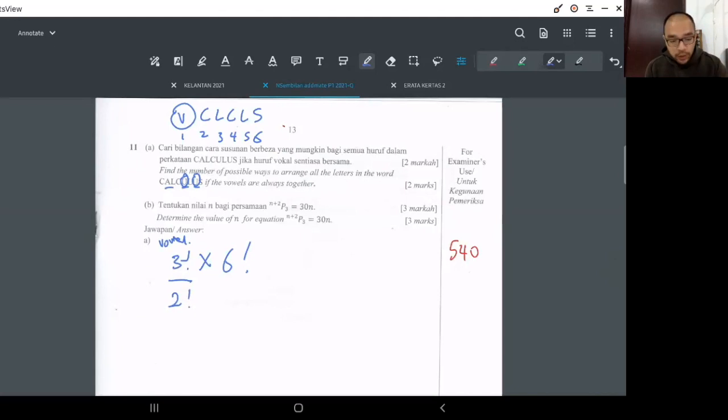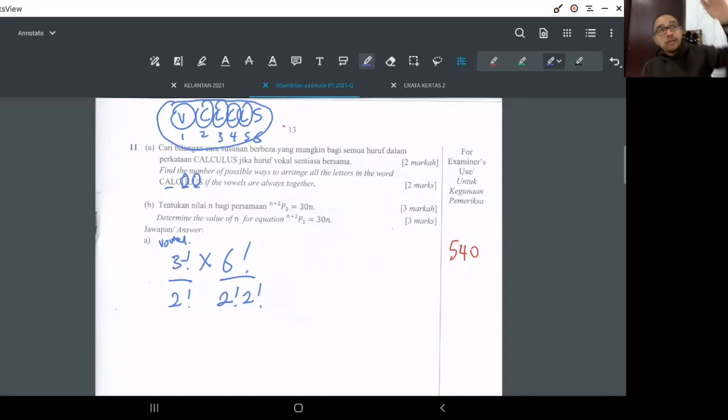Same thing goes with the big one. The big one is even better, with 2 C's and 2 L's. So we have to divide by 2 factorial twice, because there are 2 letter C's and 2 letter L's. Be very careful, okay? Because generally when we do permutation, immediately we do 3 factorial, 6 factorial, done. But we forget that there are repeat letters.